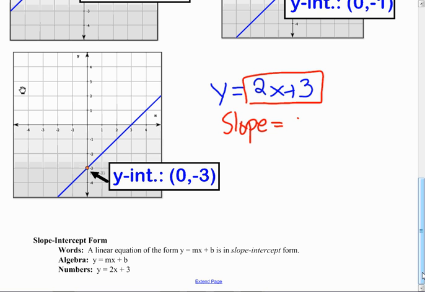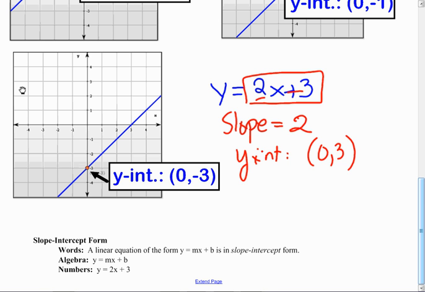The slope is the number in front of x. What number is in front of x? 2. What's the y-intercept? It's 3. I prefer to actually write it as an ordered pair because you tend to get that confused with the slope. If you write it as an ordered pair, you're fine.